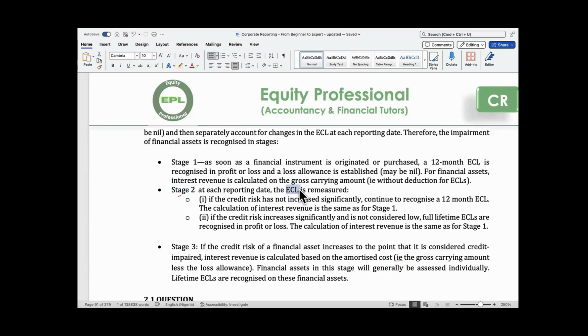And how do you recalculate it? You do that by assessing credit risk. Credit risk means default, possible default, risk of default. So you look at whether the credit risk has increased. So if the credit risk on that asset has not increased, it is still okay. So you continue with your stage one, with your 12-month ECL.